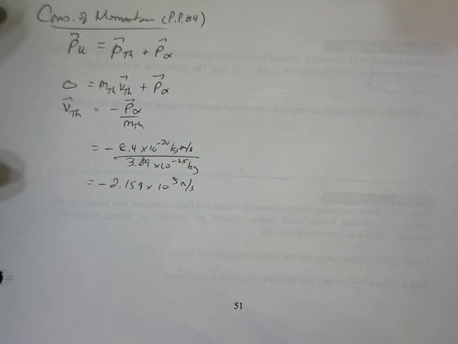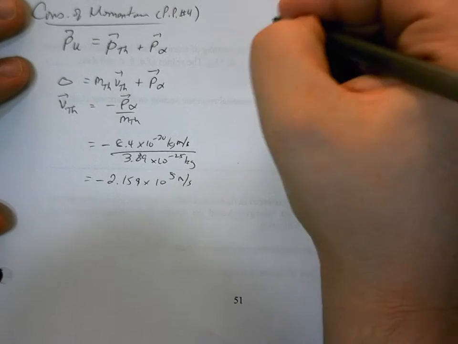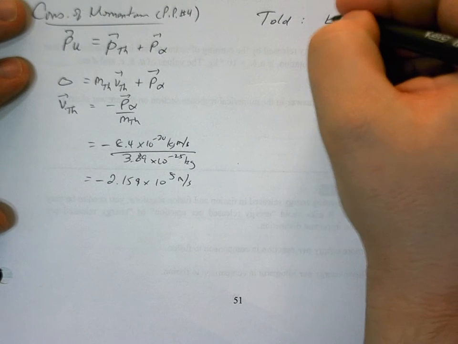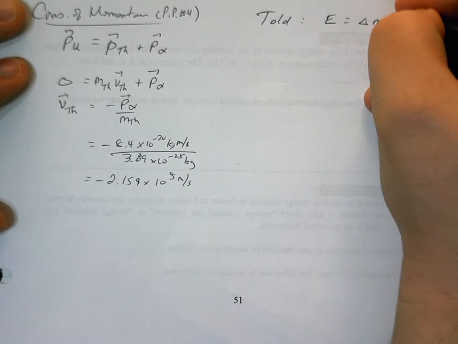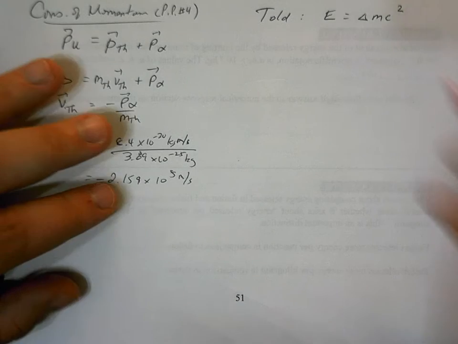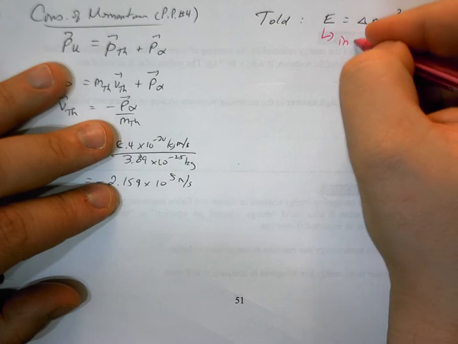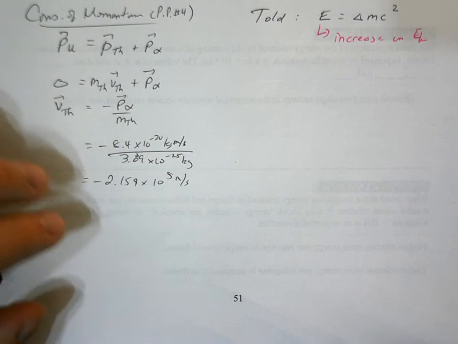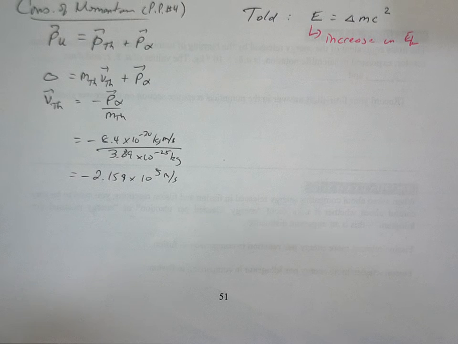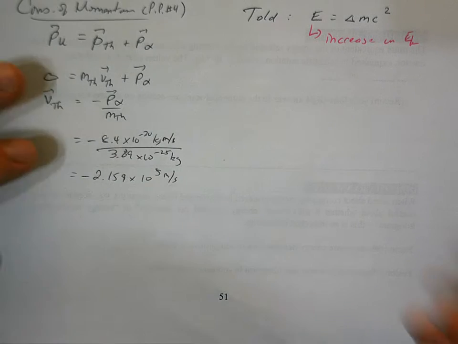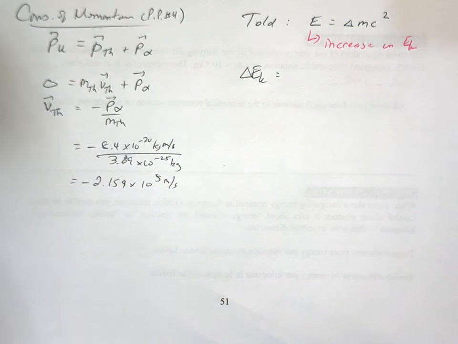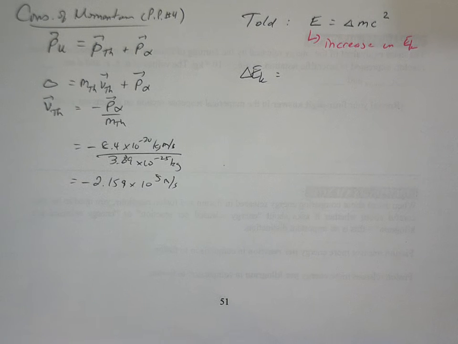Now, what we have been told, that energy equals delta mc squared. This energy is the increase in EK, or the change in kinetic energy of the system. Now, the increase in kinetic energy of this system, so we're looking at EK final minus EK initial.